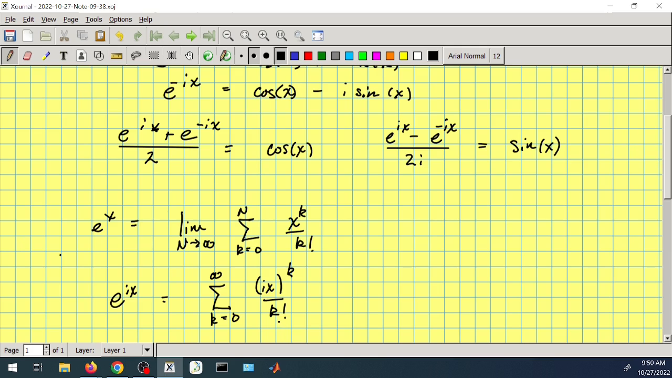But what is i to the k? It depends. Either i or negative 1. Yeah, i to the 0 is 1, i to the 1 is i, i squared is negative 1, i cubed is negative i, and i to the 4th is 1 again. So if k is 0 mod 4, then I get a 1. If k is 1 mod 4, I get an i. If k is 2 mod 4, I get a negative 1. And if k is 3 mod 4, I get a negative i.